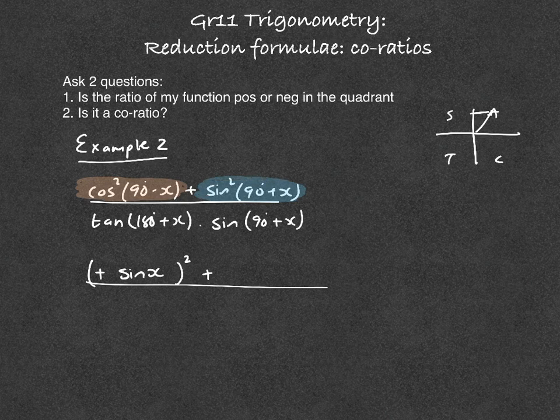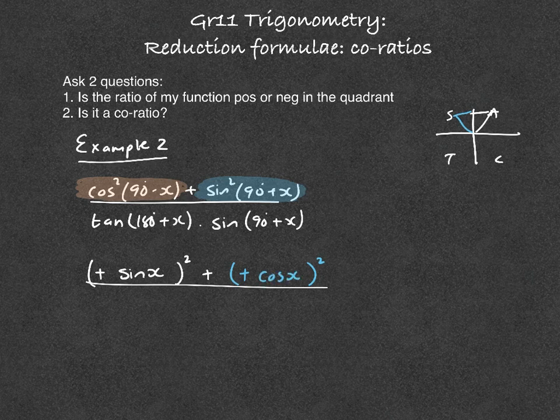So here we go. Sine square 90 plus x is in the second quadrant. So again, we've got a square there. Is sine positive in that quadrant too? Yes, it is positive. Is it a co-function? Yes, 90 plus x is a co-ratio. So therefore sine x will change to cos x.